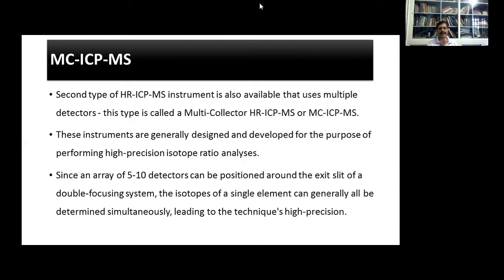An array of 5 to 10 detectors can be positioned around the exit slit of a double focusing system. It's not one detector, there will be multiple detectors. The isotopes of a single element can generally all be determined simultaneously. That is why this technique is of the highest precision.